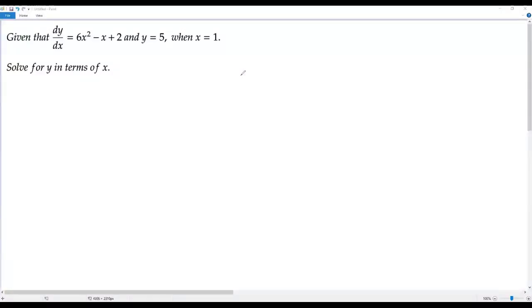Here we have a problem on differential equation. There is a differential equation given over here, and y equals 5 when x equals 1, and we have to solve for y in terms of x. Since y has been differentiated with respect to x, we call this equation a differential equation.